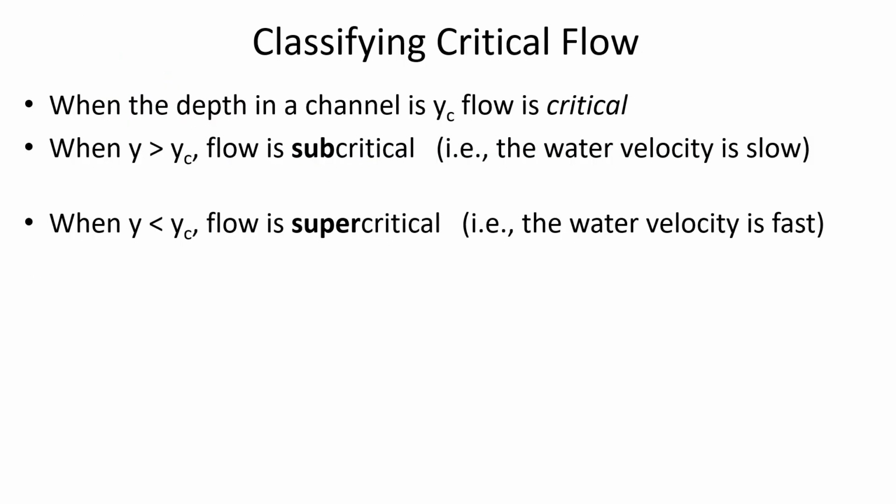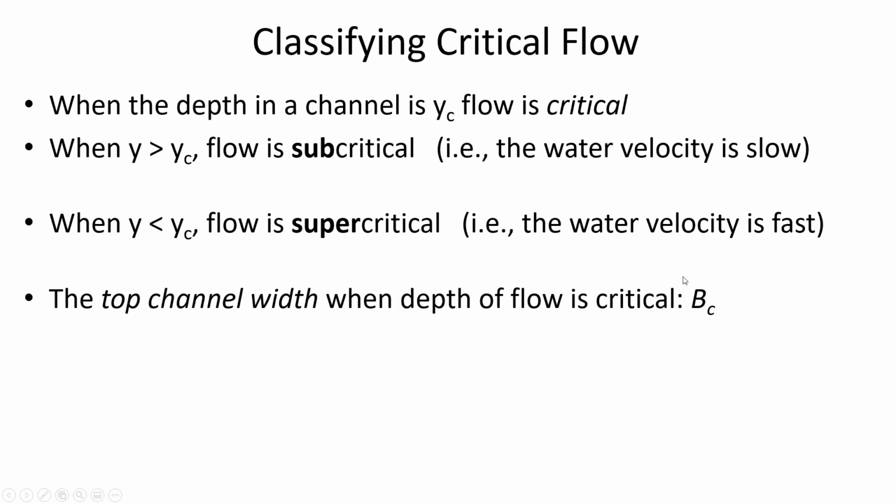All right, so classifying the critical flow, you look at the Froude number or the depth to determine whether the flow is subcritical versus supercritical. When the depth is more than the critical depth, the flow is subcritical. The reason is that the velocity is low, which leads to a low Froude number. If the depth is less than the critical depth, the flow is supercritical because the water velocity is fast.